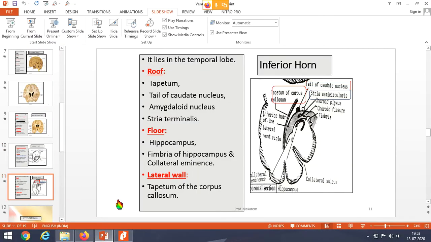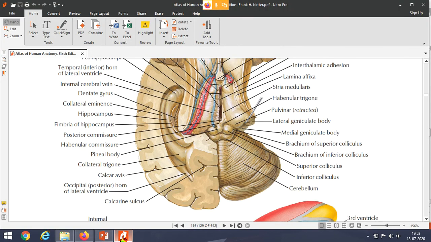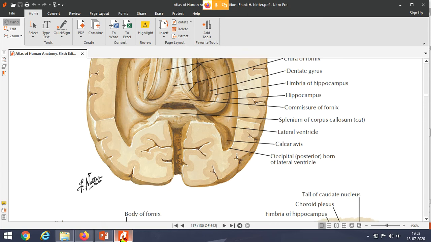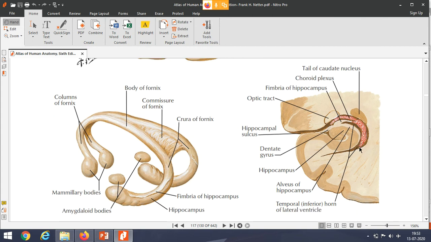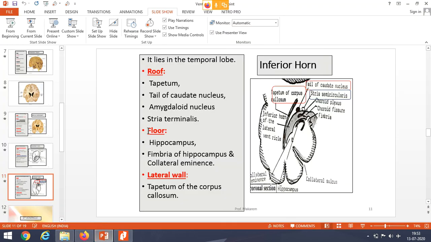I just want to show you another diagram in the PDF. Just wait for a while. Here you can see the hippocampus over here, which is involved in forming the floor of the lateral ventricle. Here you can see the inferior horn, the temporal inferior horn. Then here you can see the hippocampus. This part is nothing but hippocampus. Then there are other structures which form the floor of the inferior horn.